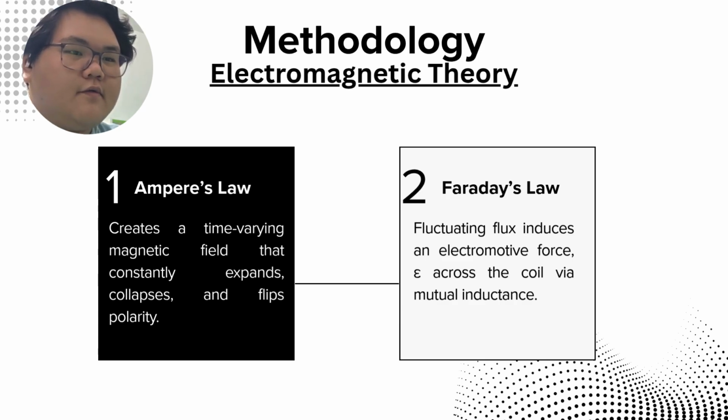The second one is Faraday's law. When we move the transmitter and the receiving coil closer, the fluctuating flux will induce an EMF, electromotive force, across the receiving coil through the mutual inductance. And how we can see that is the LED will light up.